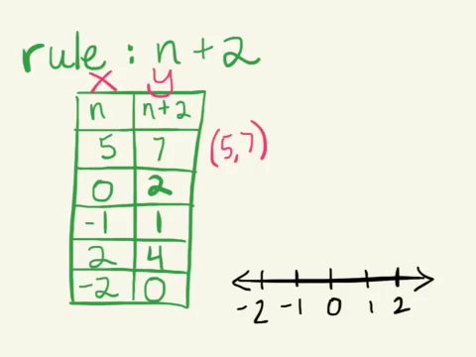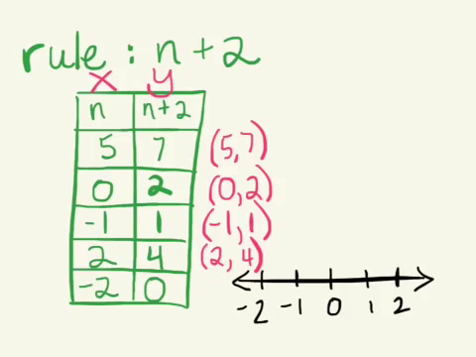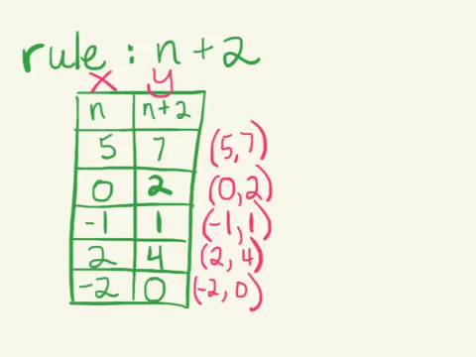5 over, 7 up. 0 over, 2 up. Negative 1 over to the left and 1 up. 2 over, 4 up. Negative 2 to the left and 0 up. Ran into my number line there. So, using what we've learned in previous lessons about plotting ordered pairs on a coordinate graph, let's see what we can do with these. Now I'm going to erase that number line that I used to help me with my negative numbers, but you can go ahead and keep yours.